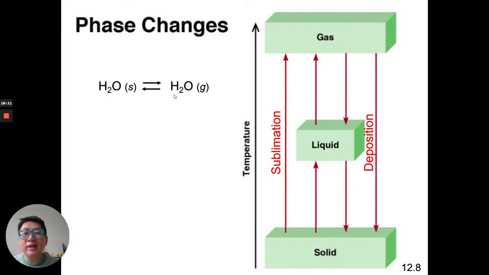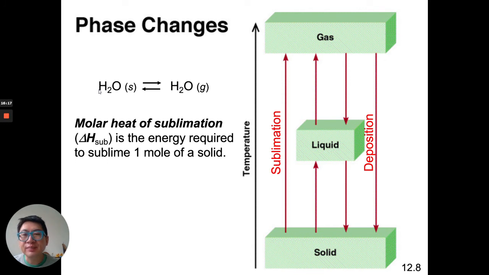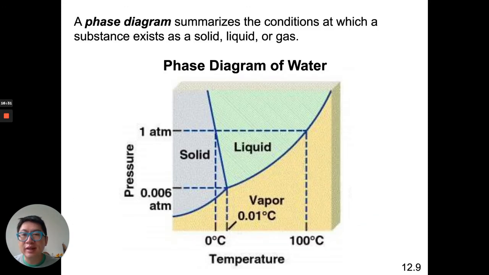So a solid to a gas is sublimation. A gas to a solid is called deposition. The amount of energy to do that is the heat of sublimation. Okay, we don't need to know that bottom part right now. The heat of sublimation is the energy it takes to sublime 1 mole of a solid. We don't need to know that right now.